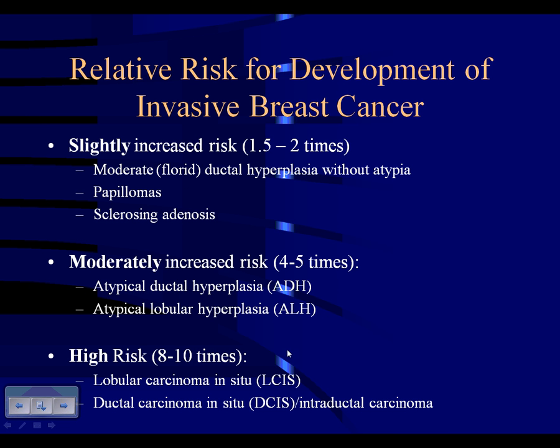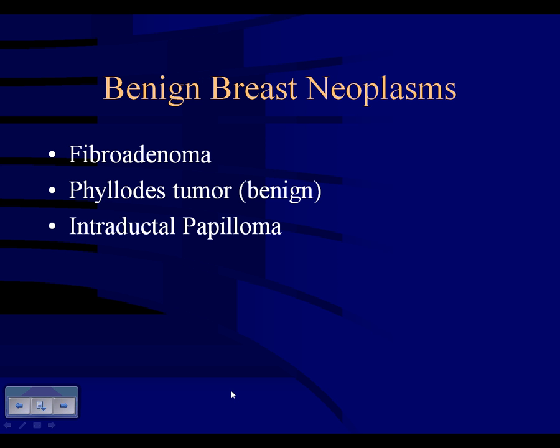Now, when you start to get into those with moderate hyperplasia without atypia or papillomas or sclerosing adenosis, they found that those patients have a slightly increased risk. Those with atypia of either the ductal or lobular units have a moderately increased risk at 4 to 5 times. And those who have a diagnosis of in situ or intraductal carcinoma, either lobular or ductal type in situ, have a high risk of subsequent development of invasive breast cancer. And that's why they tend to be treated more aggressively. All right. And so now you know why we go through this exercise.